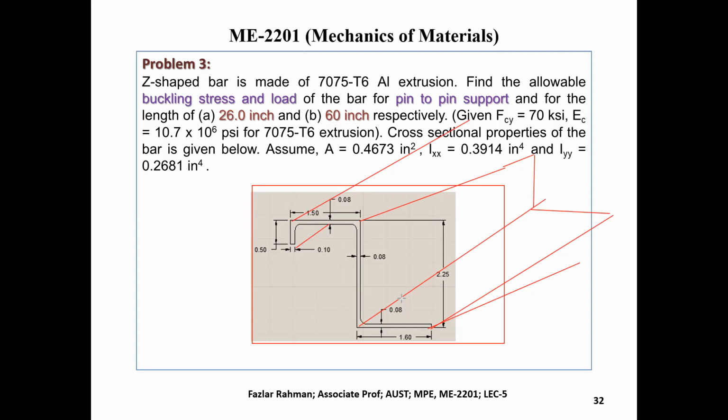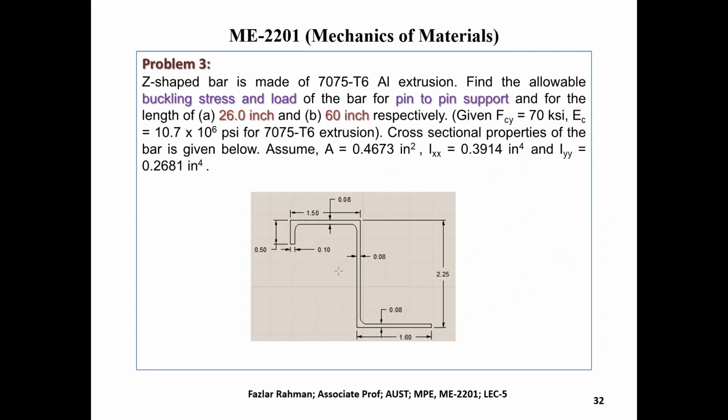Okay, so this is a column, and you see geometry cross section a little bit complex. So in that case, normally I give you the area. I give you the IXX, I give you the IYY. So it makes a little bit easier. You can easily figure out I minimum, then you can figure out the radius of gyration. Then you can solve it, right?